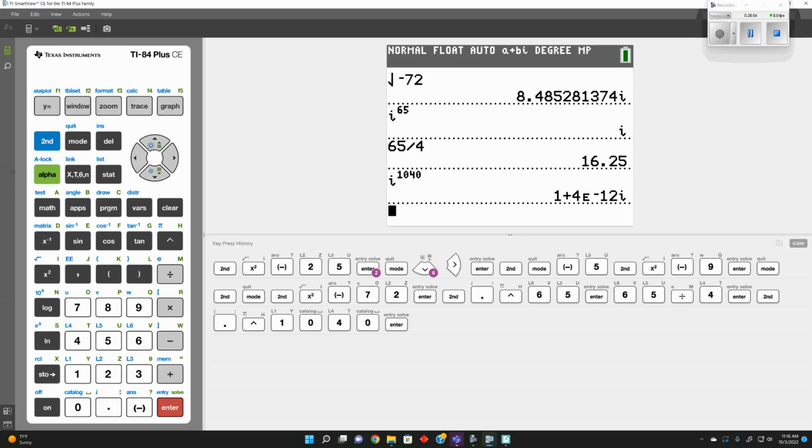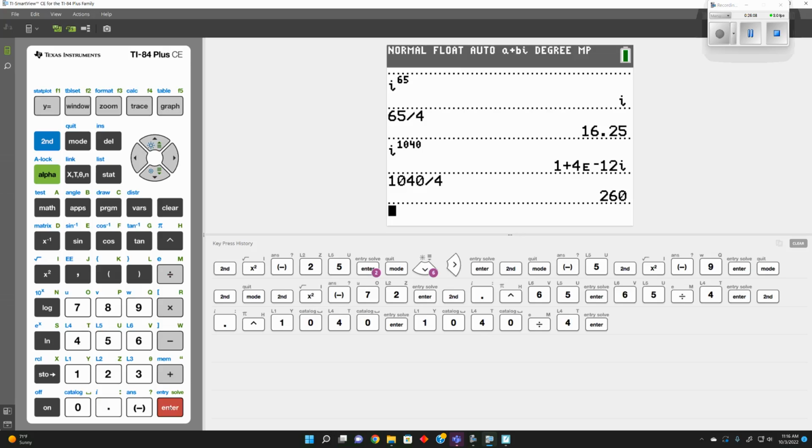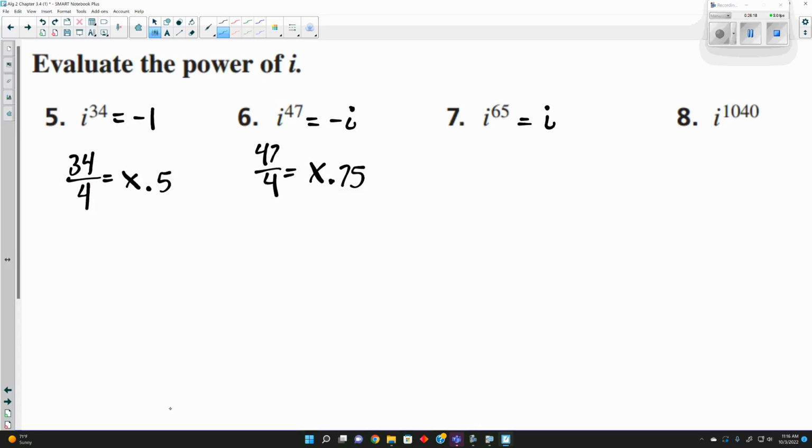Now if we did it the other way, because 1040 divided by 4 is 260, does it have a decimal? No, so it's understood to be 0, which means this here is 1.